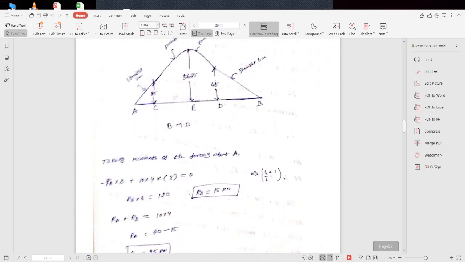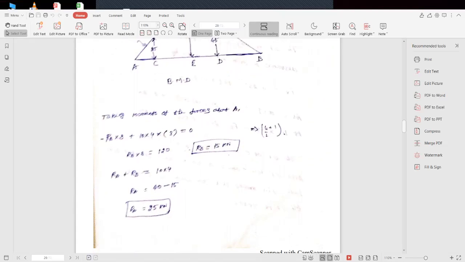Therefore, minus RB into 8 plus 10 into 4, 40 into 3 will be equal to 0. From this, we can find out the RB value as plus 15 kilonewton.